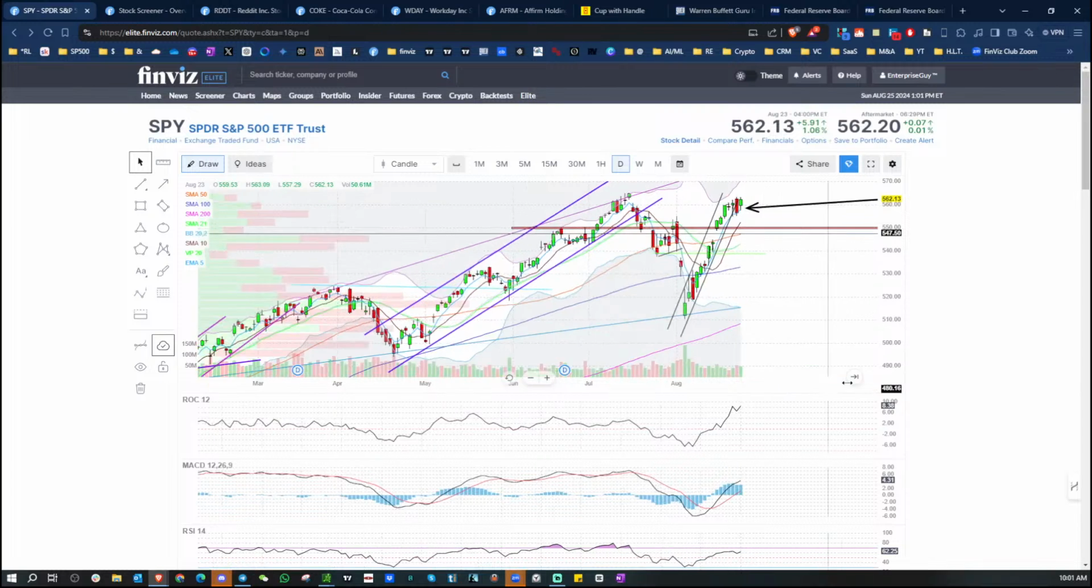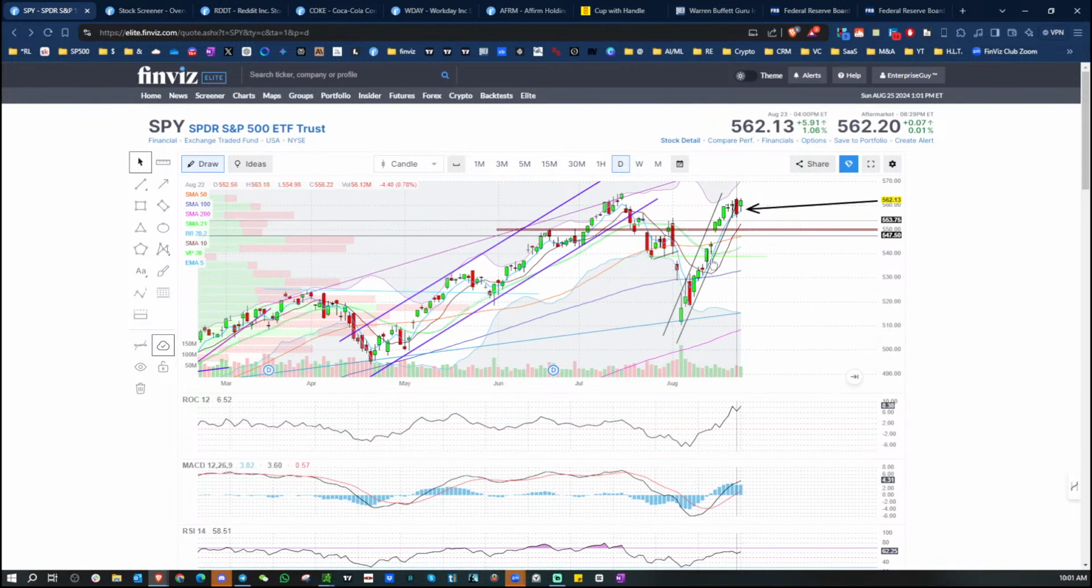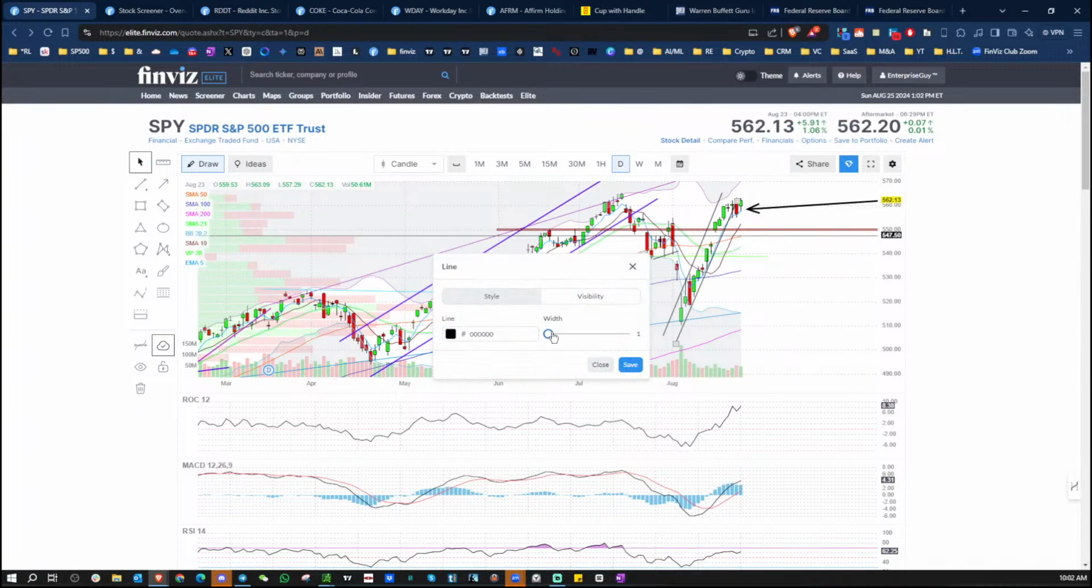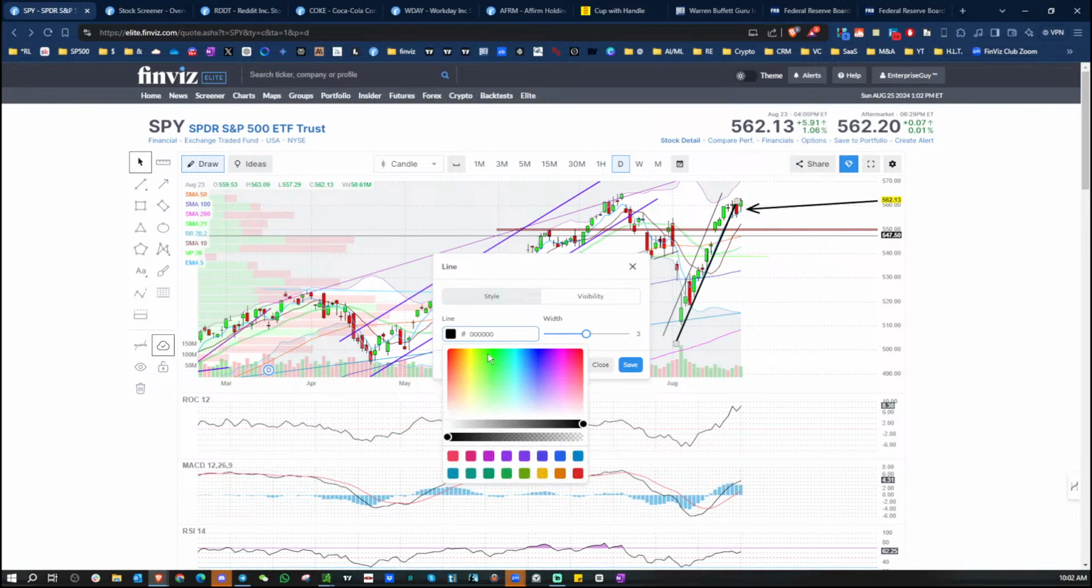One way to do it would be to use something like a channel analysis like this right here, right? This channel analysis would have done really well if you just drew a channel trend line right here. As you see right here, I'll make it a little bit better. This is the S&P 500, by the way. I'll make it thicker and I'll make it purple.